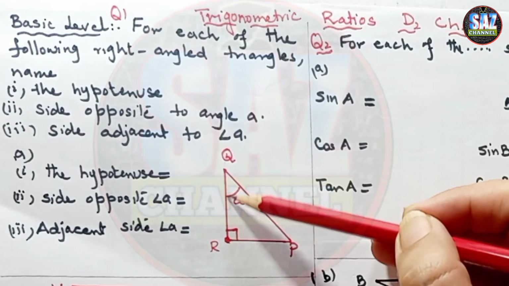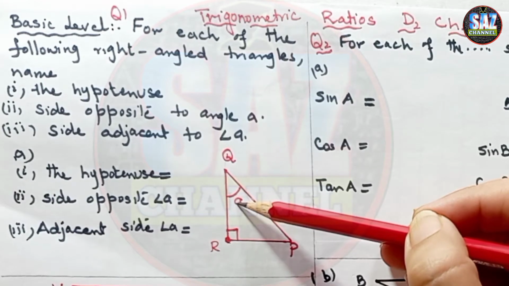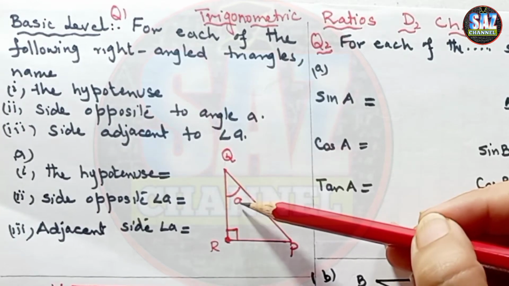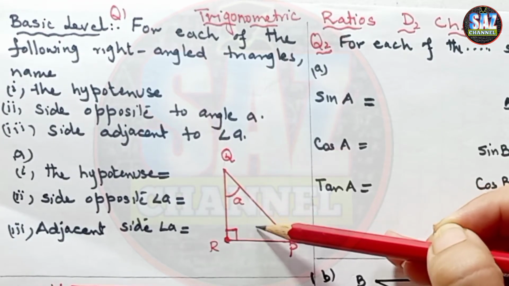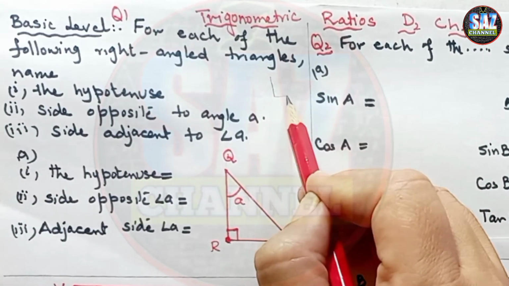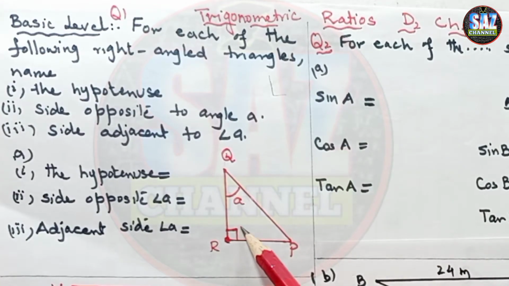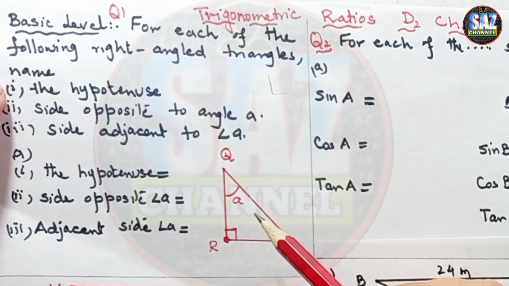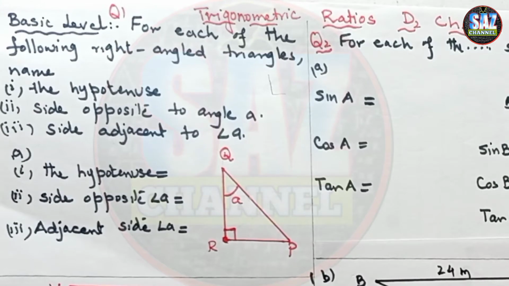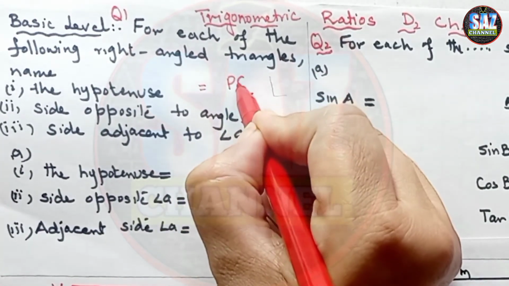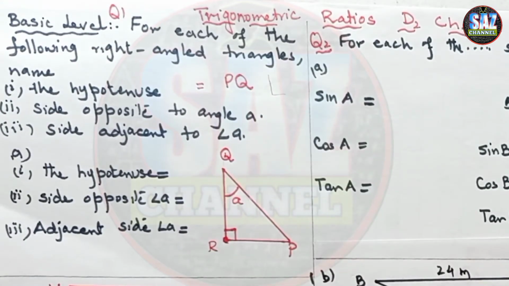So recall the previous lesson: adjacent will be the side which will be next to this reference angle, or angle of interest. The side which is opposite to this reference angle will be the side at the formation of L, and the side which will be in front of the right angle will be the hypotenuse. So it's really clear that the hypotenuse of this shape is PQ. Here we just have to write down the names of the sides. Here the identification is required only.